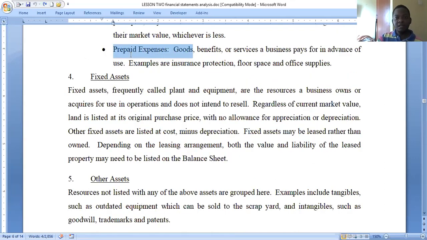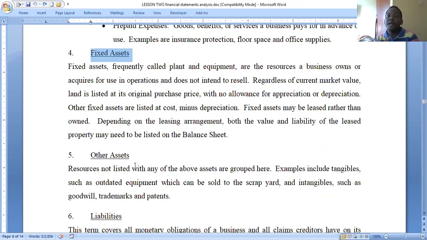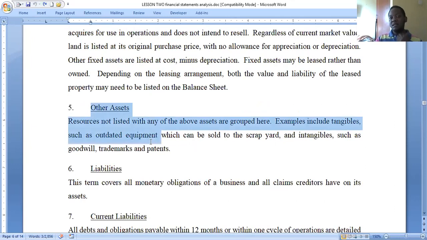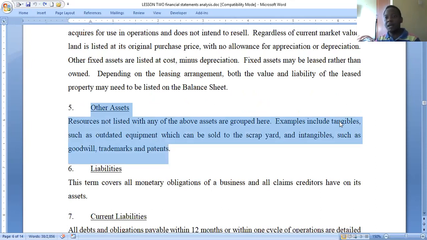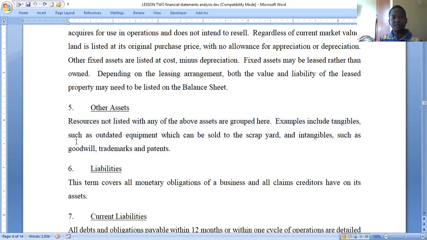And then we have fixed assets, those which are expected to be held by the business for periods exceeding a year from the date of the balance sheet. Examples are land, buildings, furniture, motor vehicles, etc. Then we also have other assets, normally referred to as intangible assets, like goodwill, trademarks, and patents.